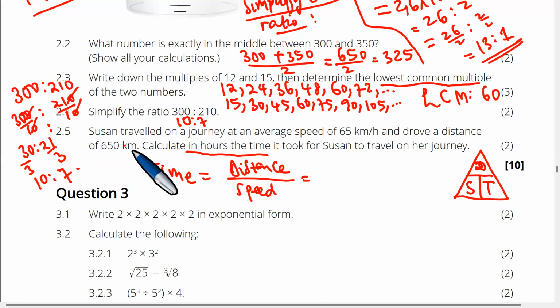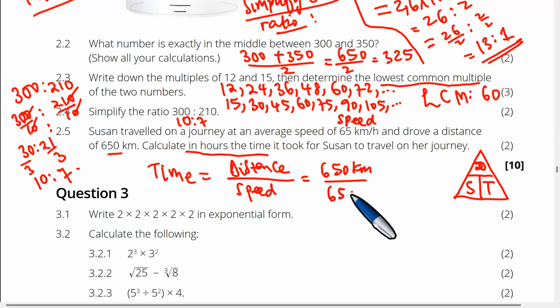What is the distance? Susan traveled on a journey at an average speed of these. So this one is the speed, and the distance is this one. So the distance is 650 kilometers, and the speed is 65 kilometers per hour.